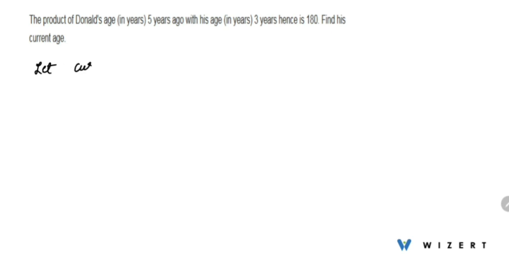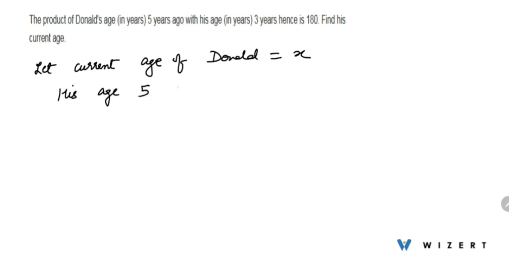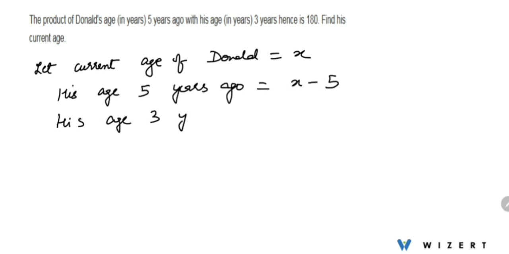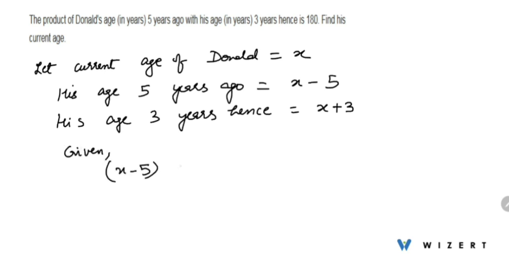So first of all we'll assume that let the current age of Donald be x. So we can say that his age 5 years ago will be x minus 5 and his age 3 years hence will be 3 more than x, that is x plus 3. So according to the question, it is given that this product, x minus 5 and x plus 3, is equal to 180. Now let us simplify this.